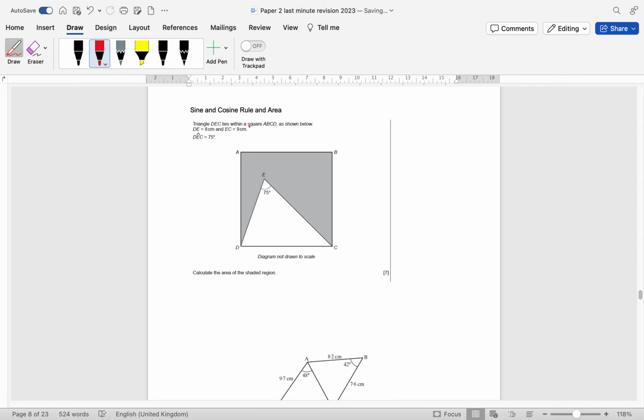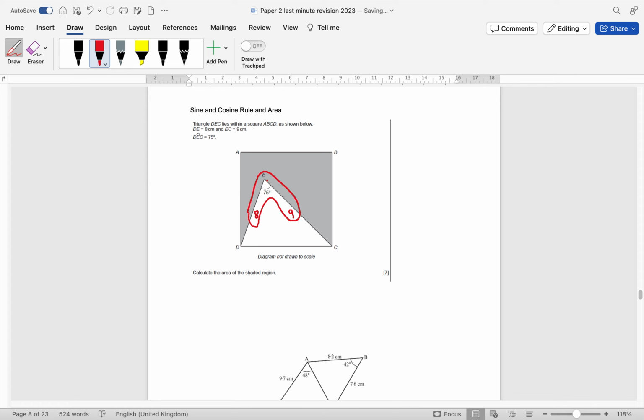Right. We have to find the area of the shaded region. We are told that DE, we should write these on as 8, and that EC equals 9. In this, we know this triplet. The triplet allows us to do two things: either to work out the area of the triangle, which might be useful to us, or to work out the length of the other side using the cosine rule.